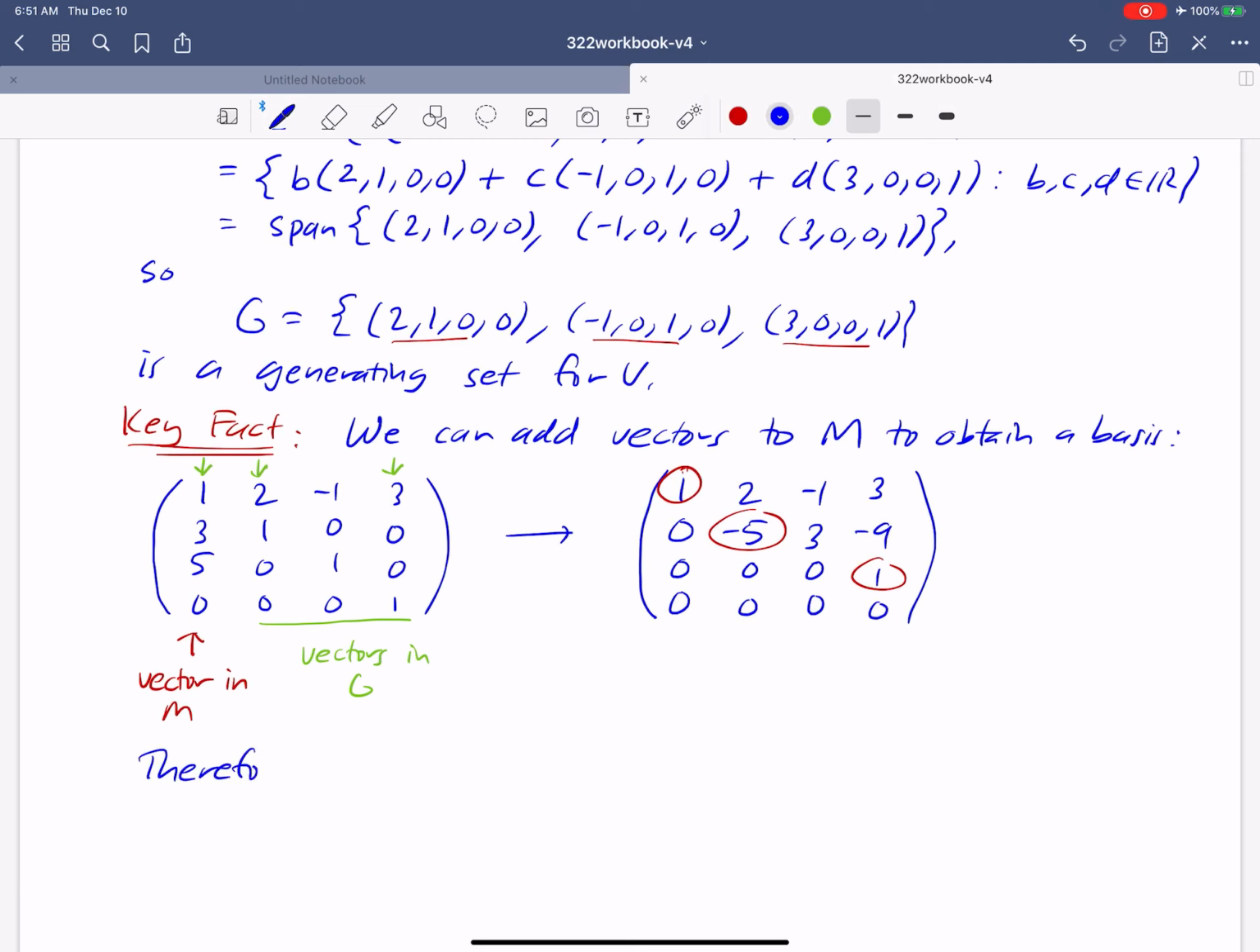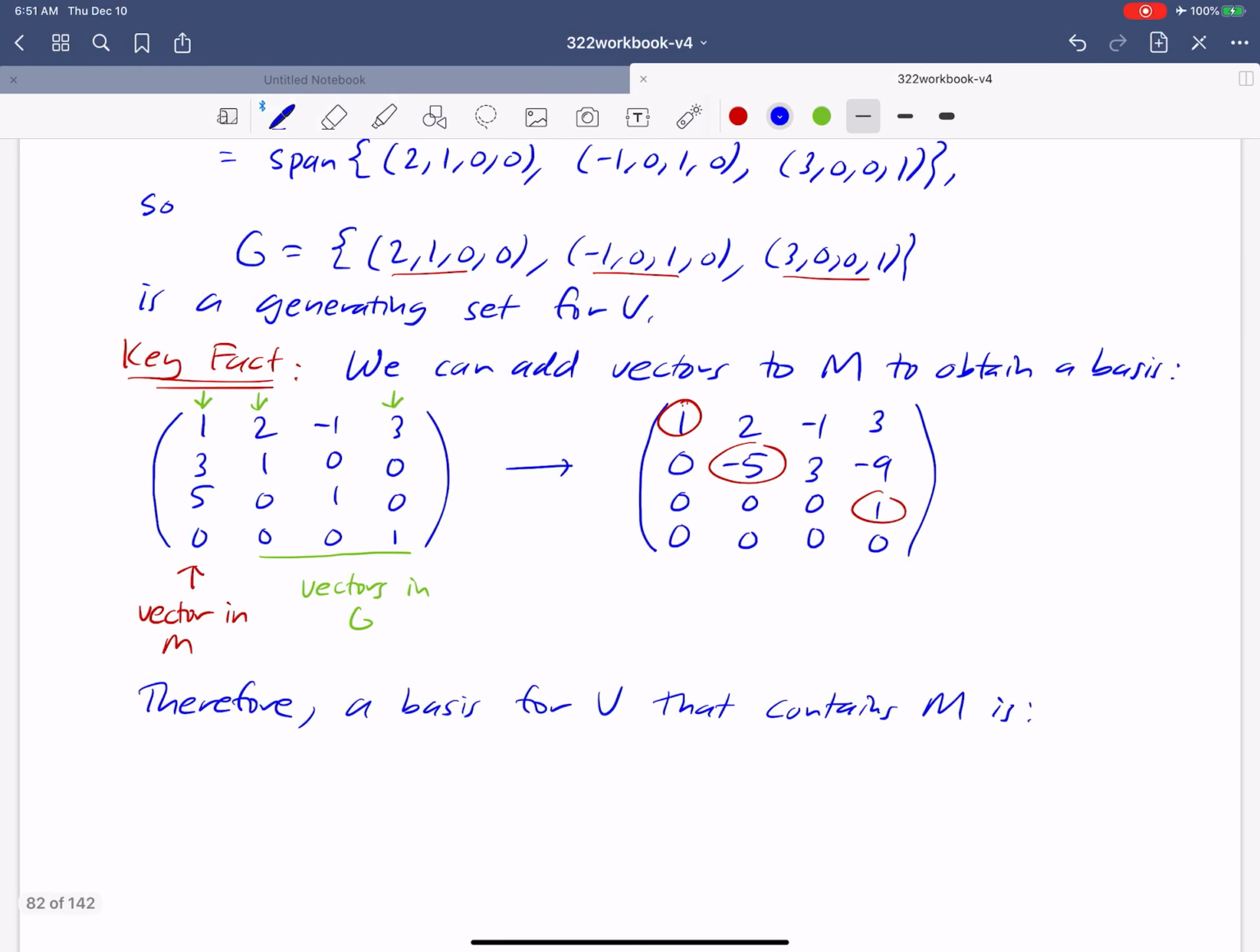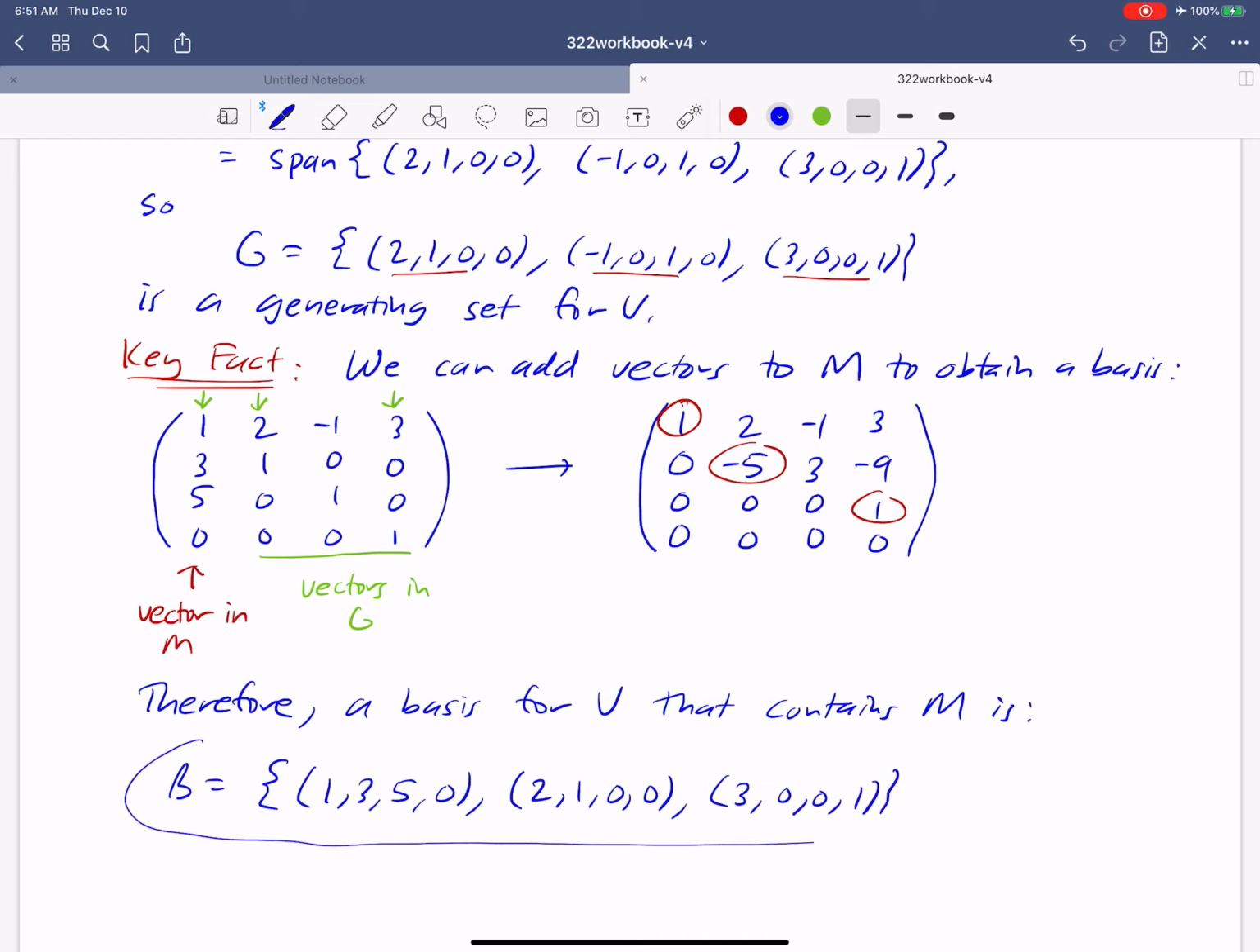Okay, and so we're ready to state our answer here. A basis for V that contains M is beta equals, and we'll just write down those three columns: (1, 3, 5, 0), (2, 1, 0, 0), and (3, 0, 0, 1). Okay, and there's our answer.